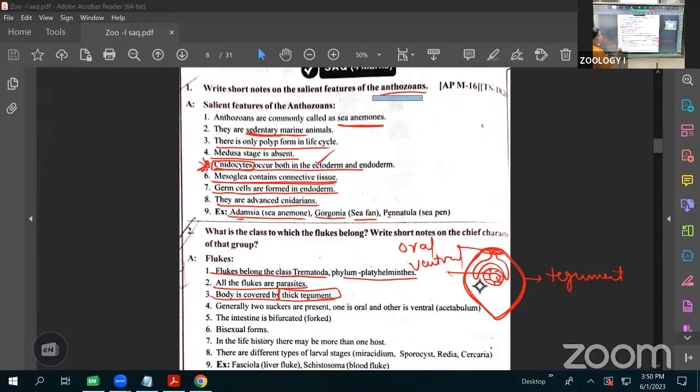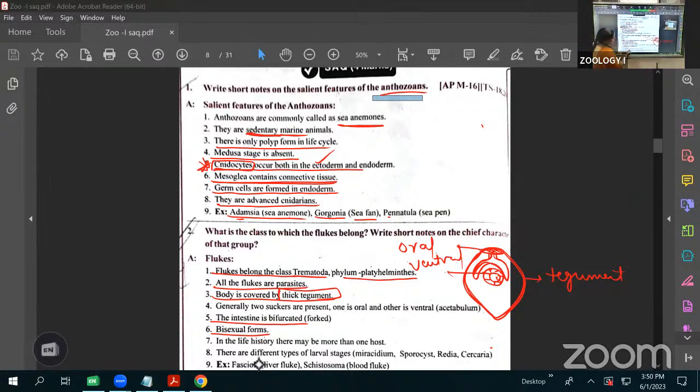And the intestine is bifurcated. See this one. Here the intestine is formed as two branches. That's why the intestine is bifurcated. And bisexual form means sexual dimorphism is not present, meaning the differentiation between male and female is not there. That's why they are called bisexual forms.